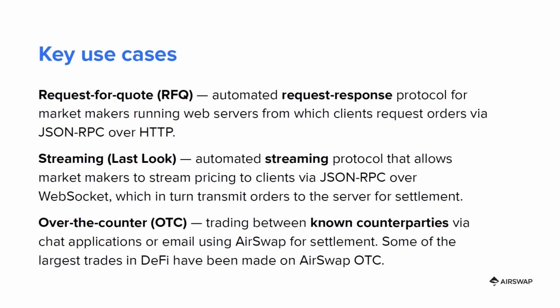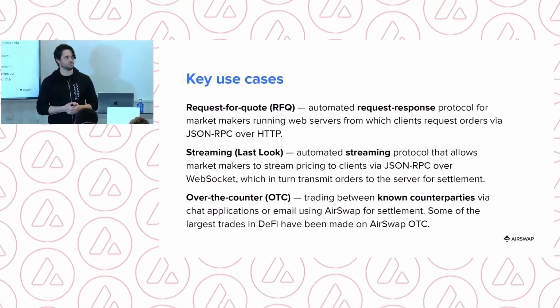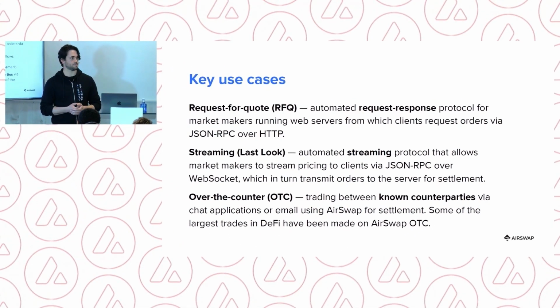Finally, over-the-counter trading, which is between people. Still peer-to-peer, still uses an atomic swap. It's probably the purest form of AirSwap. But it's between known counterparties via chat applications or any other way to negotiate a trade, and then using AirSwap for settlement. Some of the largest trades in DeFi have been made using AirSwap OTC, upwards of 30 million US dollars in value.